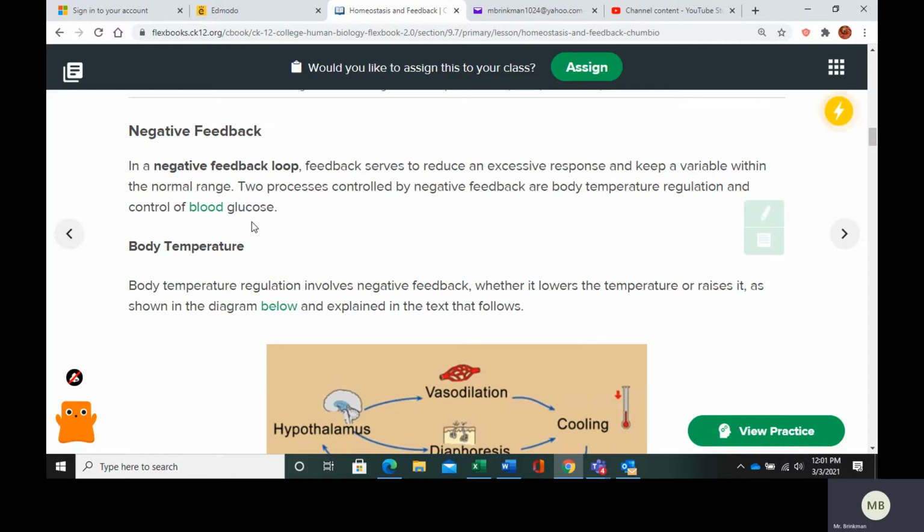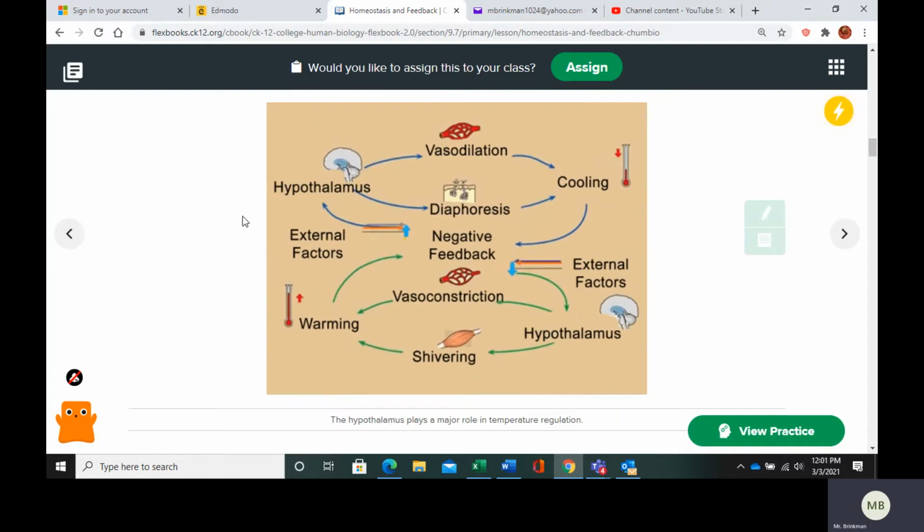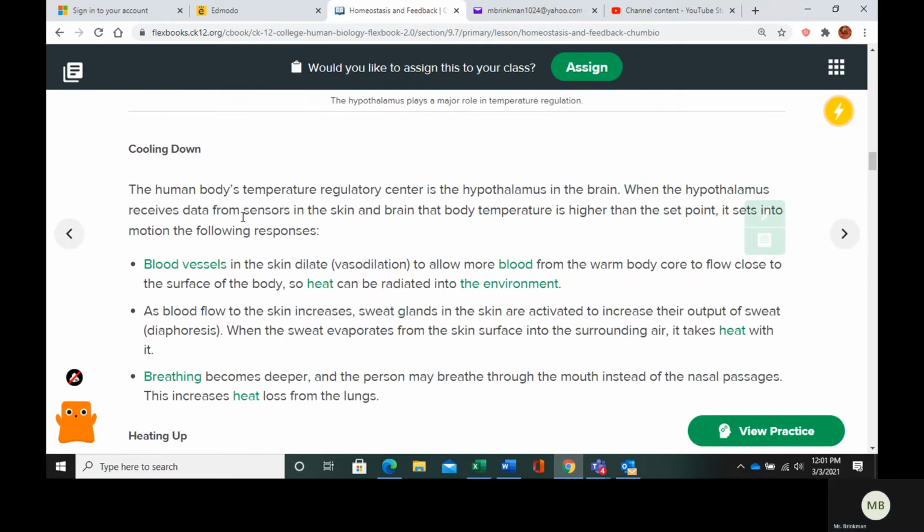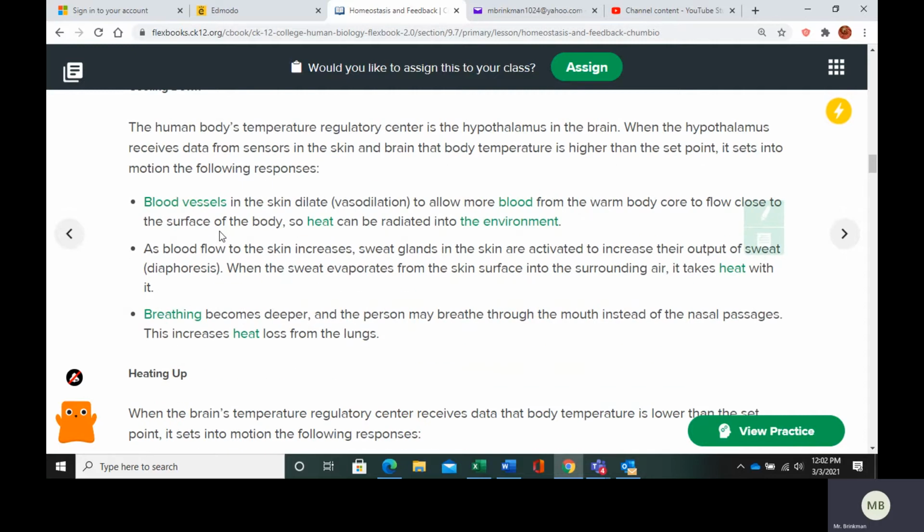All right. So we're going to look at this through body temperature. So with cooling down, the human body's temperature regulatory center is going to be a part of the brain called the hypothalamus. All right, when the hypothalamus receives data from the sensors in the skin and the brain that the body temperature is higher than it needs to be, it triggers the following responses.